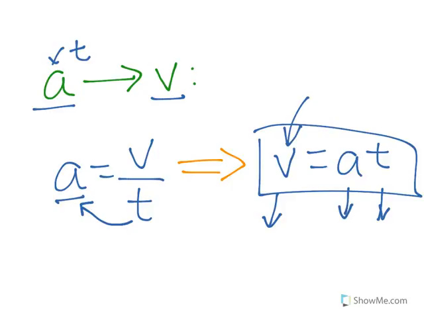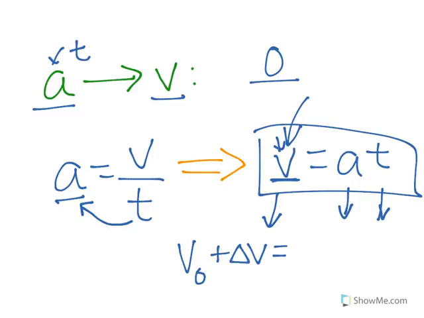This means that if we start at a velocity of 0, we start at rest, this will be equal to the final velocity. But if we already have some initial velocity, v0, then this is only the change in velocity, which we have to add to that initial velocity. We'll learn more about that later.